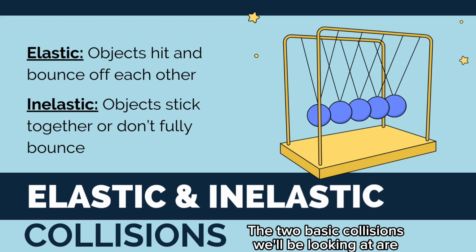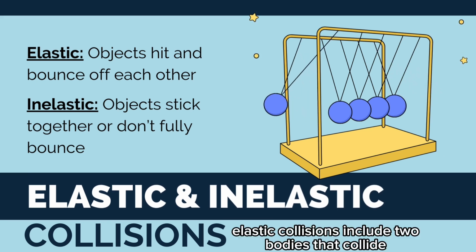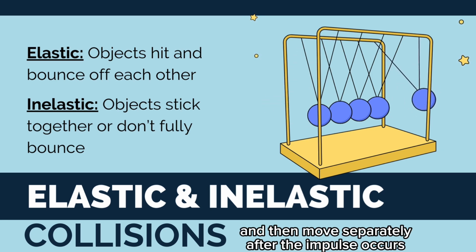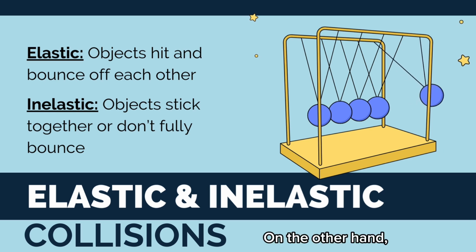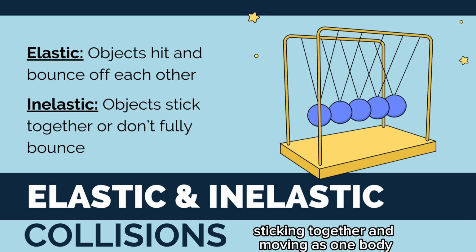The two basic collisions we'll be looking at are elastic and inelastic collisions. Elastic collisions include two bodies that collide and then move separately after the impulse occurs. On the other hand, inelastic collisions can be viewed as the two objects sticking together and moving as one body post-impact.